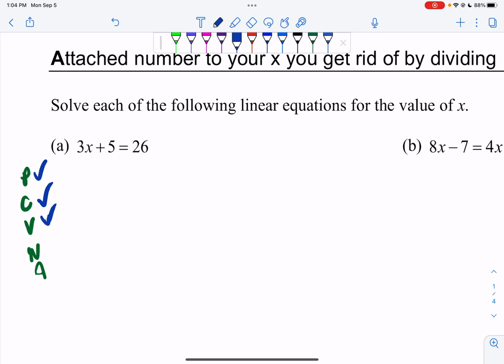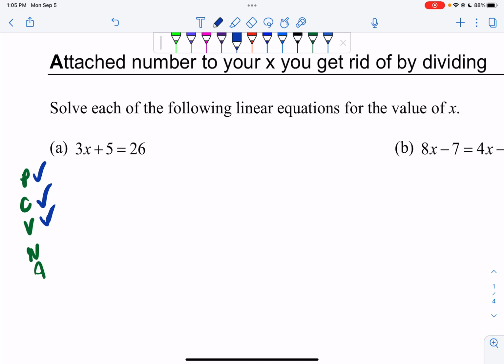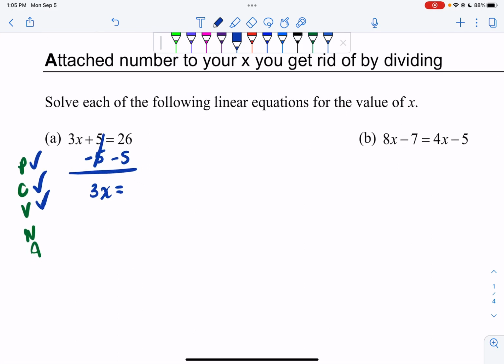Are my numbers on the other side? They are not. I need to get this 5 over here. So I have to ask myself, how do I get rid of a plus 5? Well, it's easy. I subtract 5. So I get 3x equals 26 minus 5 is 21. And now all my numbers are on one side. Now I get rid of the number attached to my x by dividing. So I'm going to divide both sides of my equation by 3. And I get x is equal to 7. And that's my final answer.